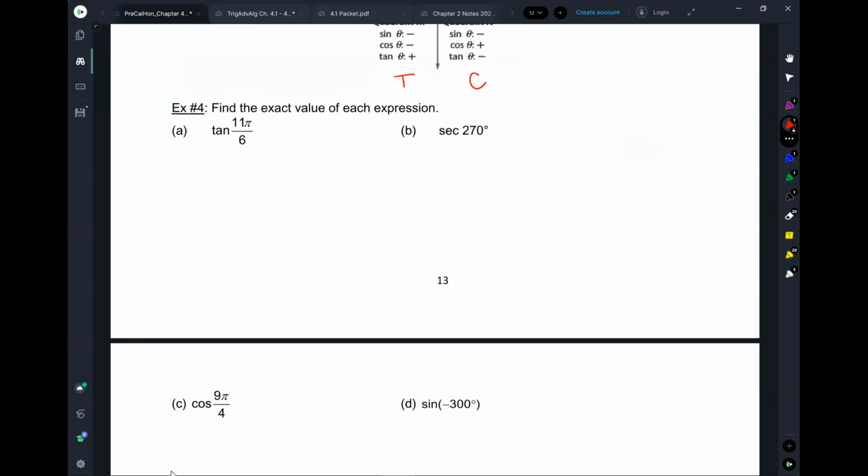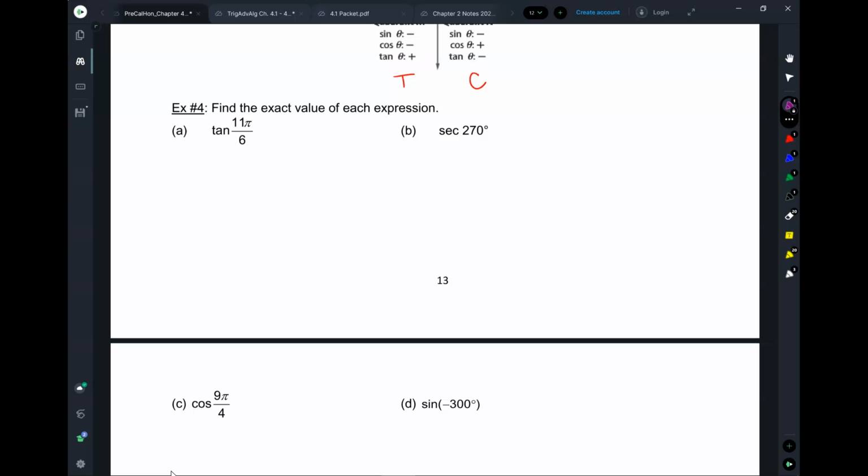Okay, so let's do this one. Find the exact value of each expression. So first of all, 11 pi over 6. Question? Wait, so the sign is just like the y. Yeah. Okay, so tangent of 11 pi over 6.